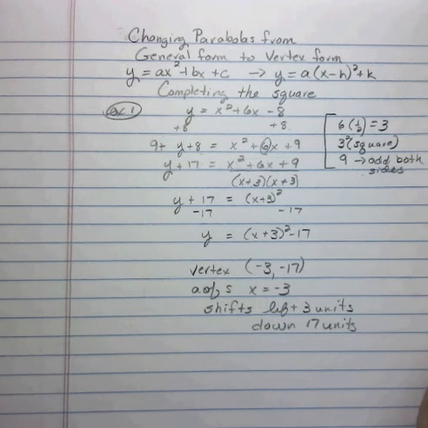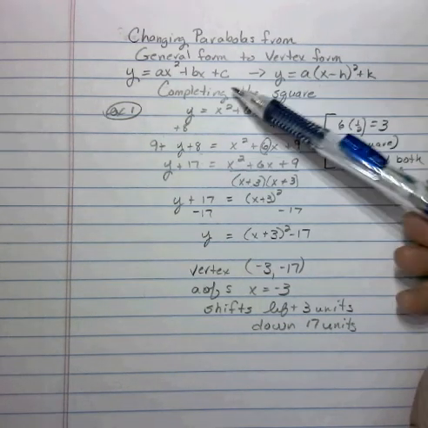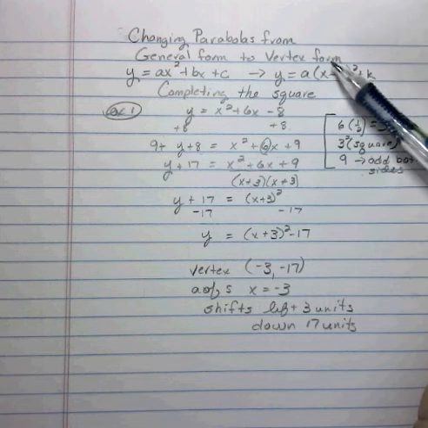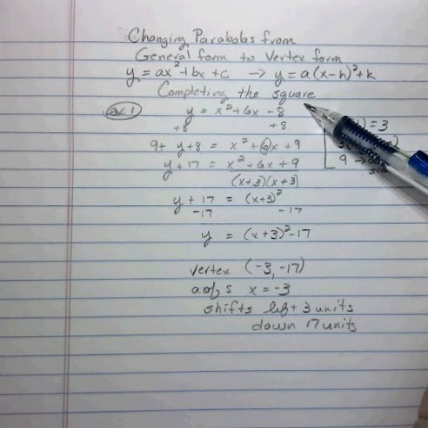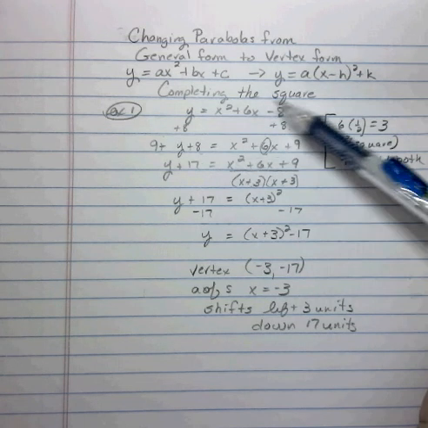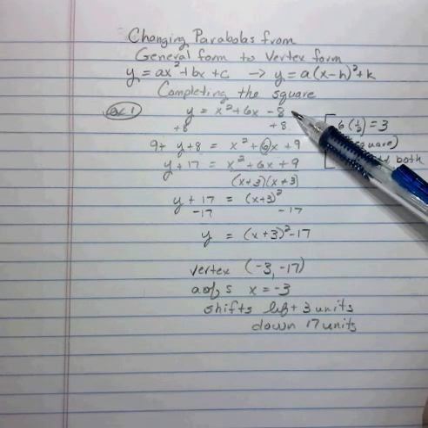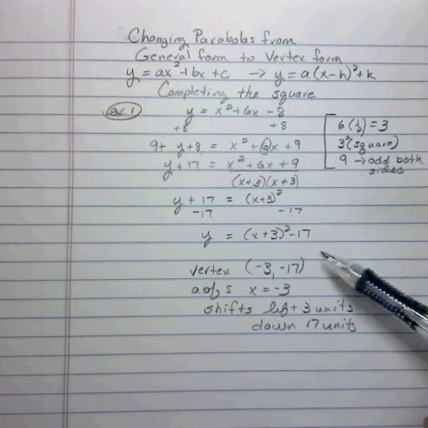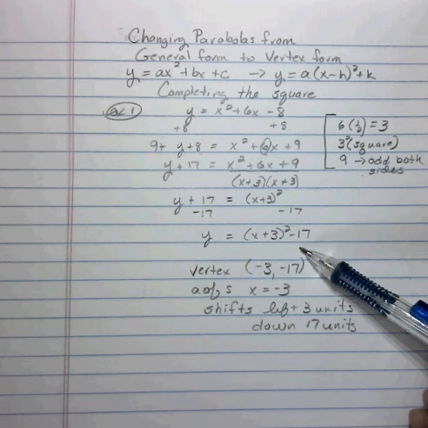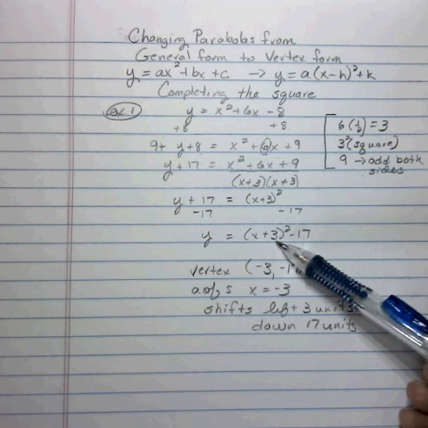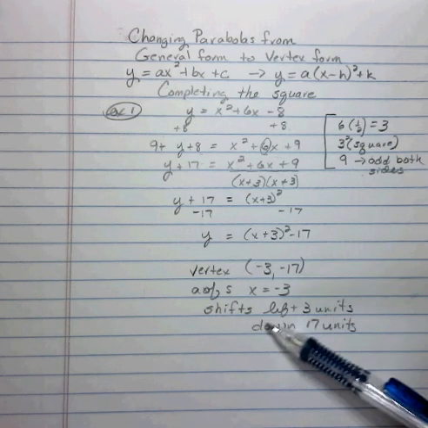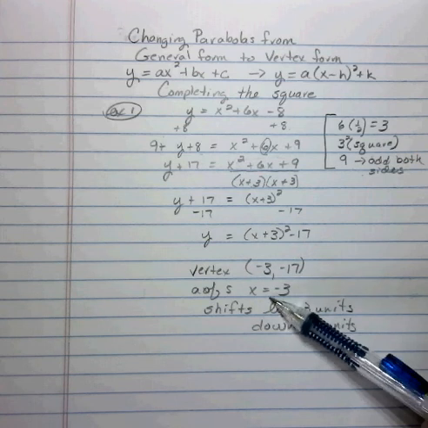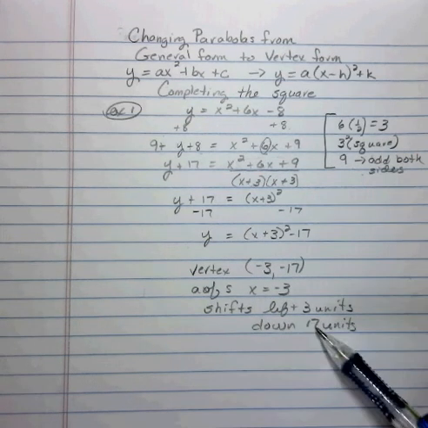So what we have just done is changed this equation from general form to vertex form. We've used the technique completing the square. We did our example equation y equals x squared plus 6x minus 8 and got it to the vertex form y equals x plus 3 squared minus 17 so that we could identify the vertex, the axis of symmetry, and its shifts.